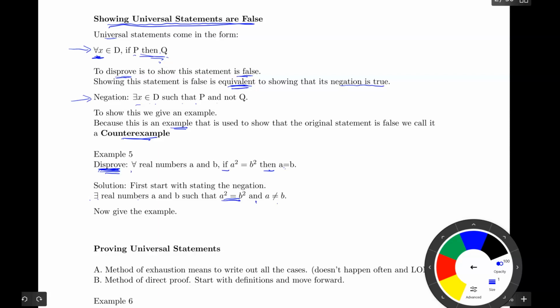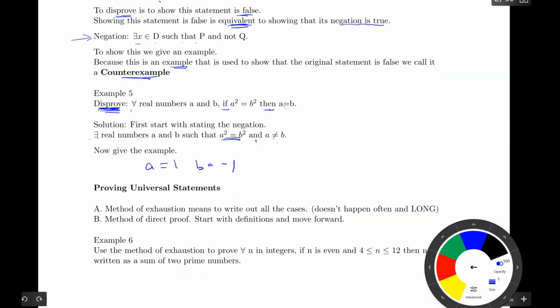Okay, so now give the example. a equals 1, b equals -1 works, right? Because a squared equals b squared, but a doesn't equal b. So that's showing by a counterexample that it's not true.